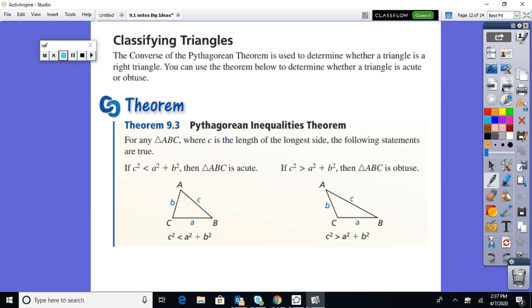All right, and our final concept today, we can take that a step further even, guys. Not only can we tell whether or not you have a right triangle, but you can also determine whether or not your triangle is acute or obtuse. So let's see what we've got.